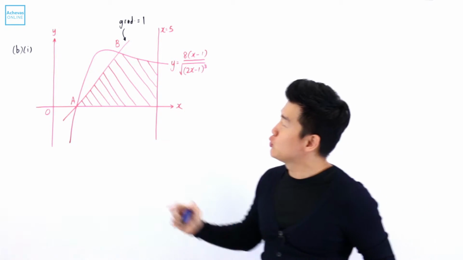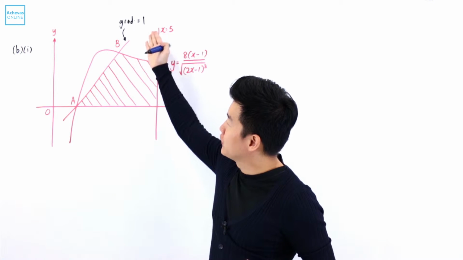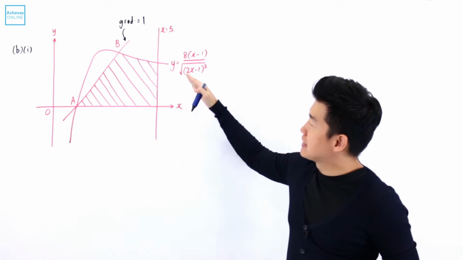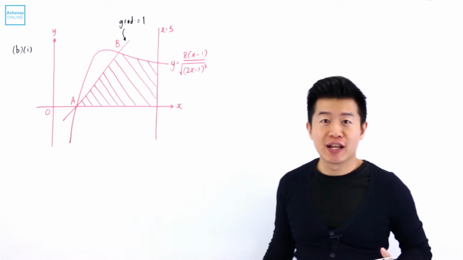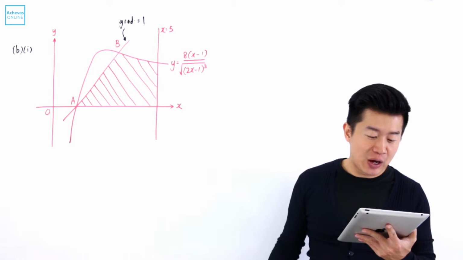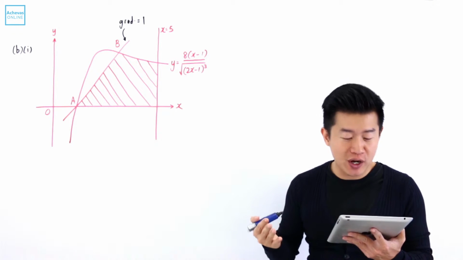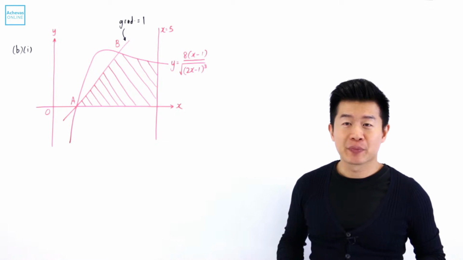To do that, I'm going to try to form the equation of this line and then solve it as a simultaneous equation with this curve. Then we can find the coordinates of B, and that's why I will use that method to verify that the y-coordinate of B is 3 over 2.